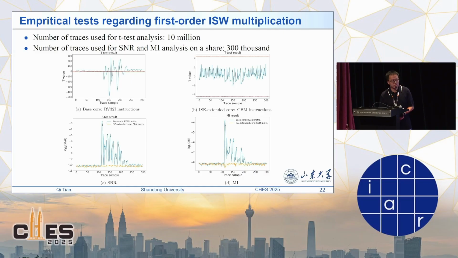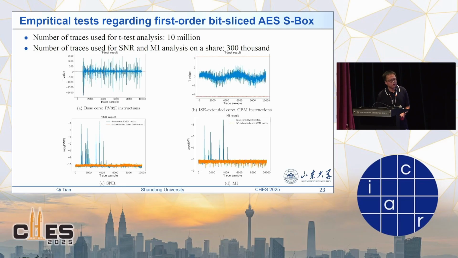Then, we test the first-order ISW multiplication. The number of traces used for t-test analysis is also 10 million. In addition, we perform SNR and MI analysis on a share based on 300,000 traces. The result is consistently good. Finally, we test the first-order bit-sliced AES S-box implementation. The result is also good.